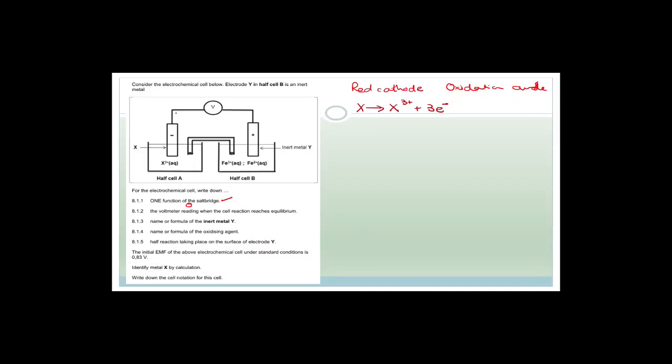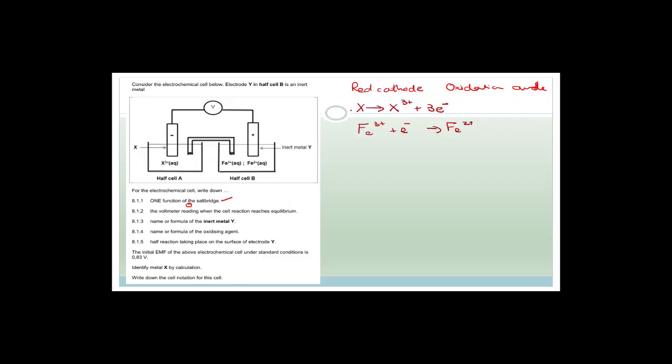Then the electrons are traveling along to the positive electrode. So what is happening on this side is that Fe3+ is going to Fe2+. The Fe3+ is going to gain an electron to become Fe2+. And I'm not balancing these at the moment, I'm just showing you what is happening in the two half cells.